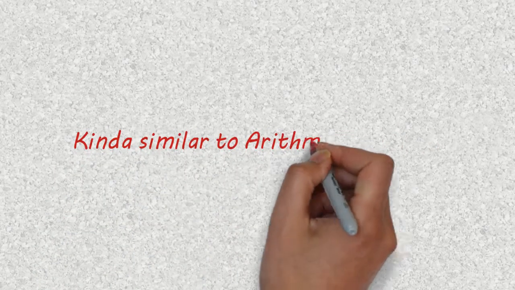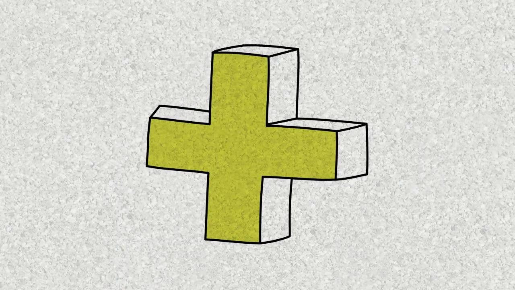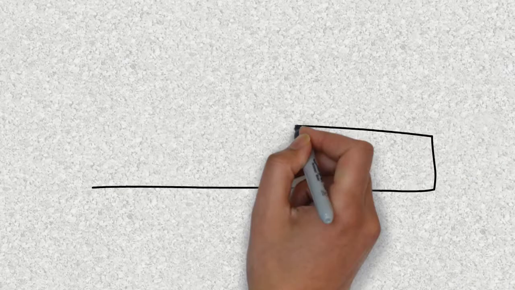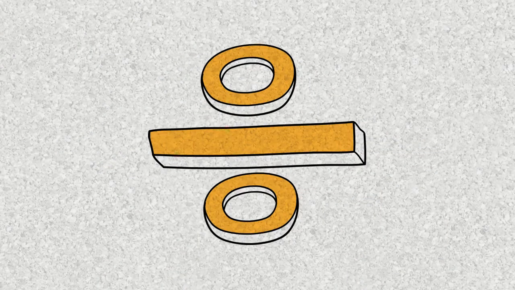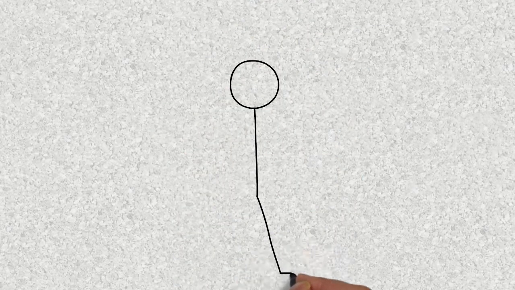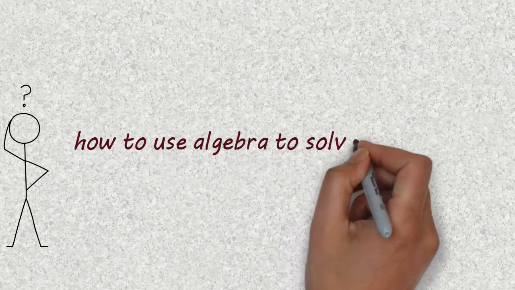Now let's start our main discussion. Algebra is kind of similar to arithmetic because it has all the features like addition, subtraction, multiplication, division, and other features in algebra too. For example, in arithmetic we can add 2 plus 2 equal to 4. So in algebra we can make 2x plus 2x equal to 4x. It's very simple.